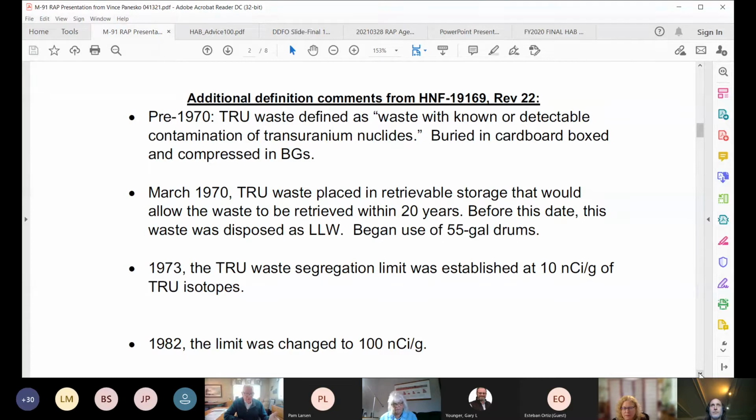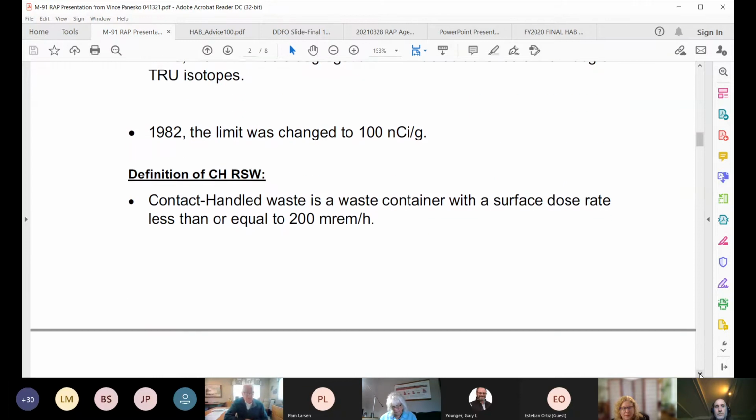So there's a lot of material that's buried between 1973 and 1982 that is under 100 nanocuries per gram in the TRU. So I think the bottom line of these 4 bullets is that there is a lot of material that's probably not considered today to be TRU. So there's a lot of sorting that's going to be required. Let's move on to the next topic.